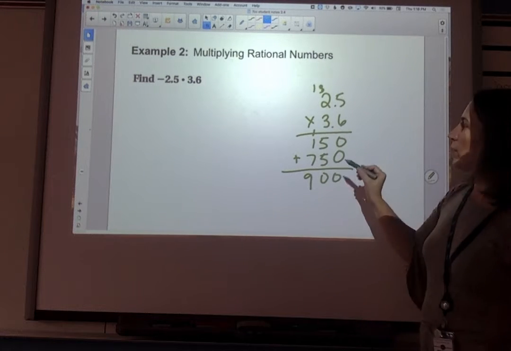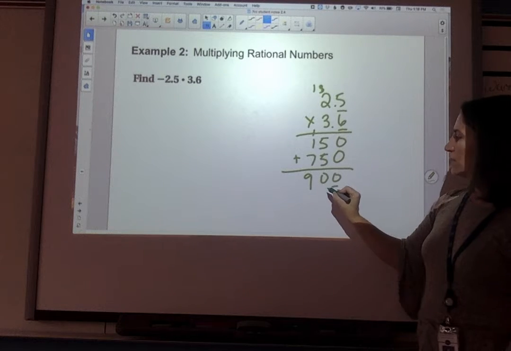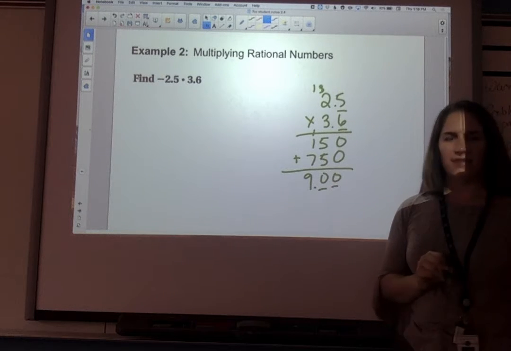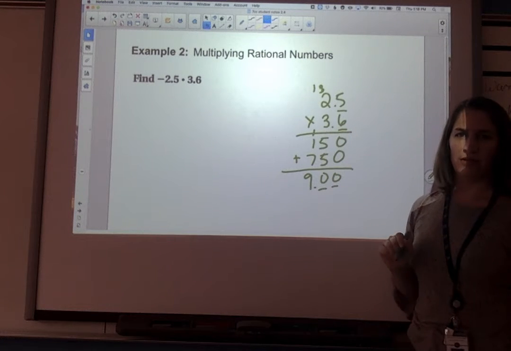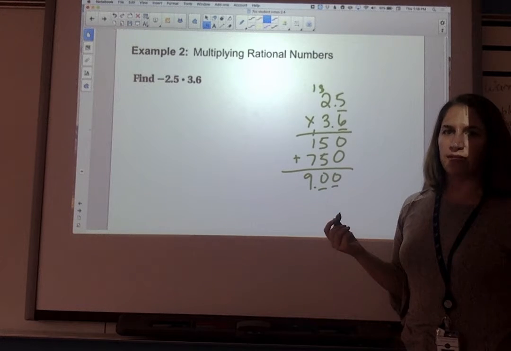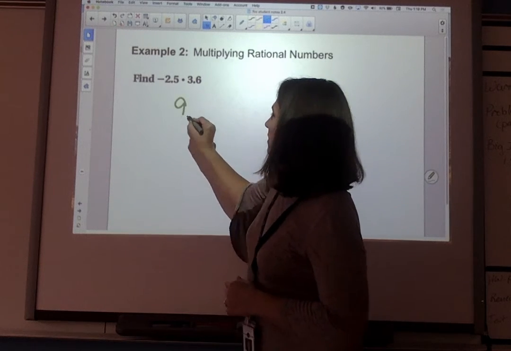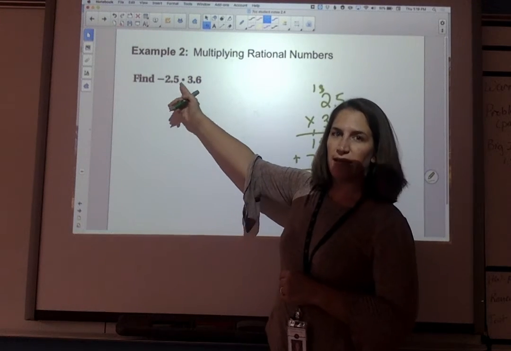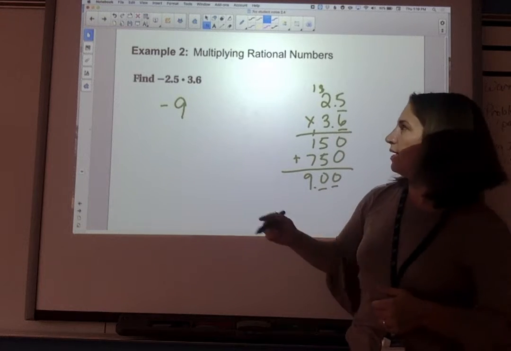Okay, and then I need to figure out where my decimal goes. I have 2 places after the decimal, so I need 2 places after the decimal here as well. Okay. Now, when I write this, 9.00 is the same as 9, so I can just write it as 9. But I know that because I'm multiplying a negative times a positive, it's negative 9. Okay?